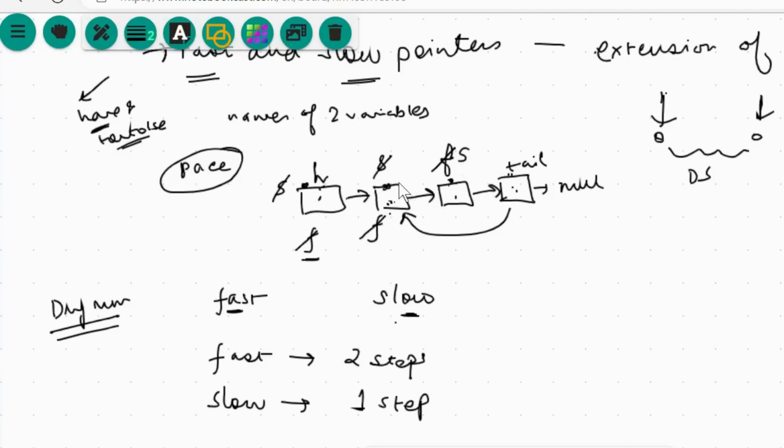Again, fast will jump 2 nodes ahead. So it is over here. It will jump to this and this. So fast comes over here. And slow goes 1 node ahead. So slow comes over here. So eventually, slow and fast are meeting at a node.